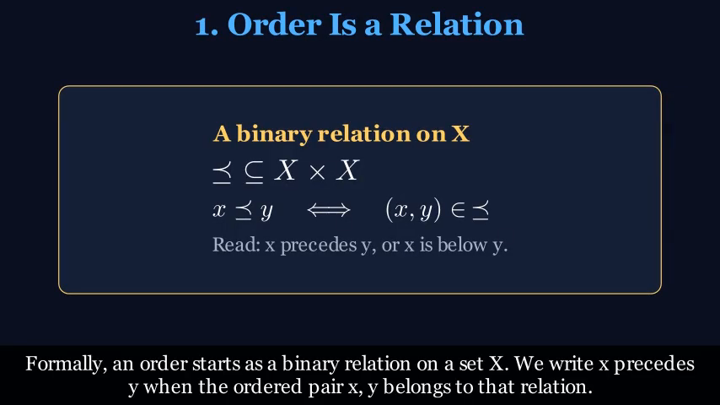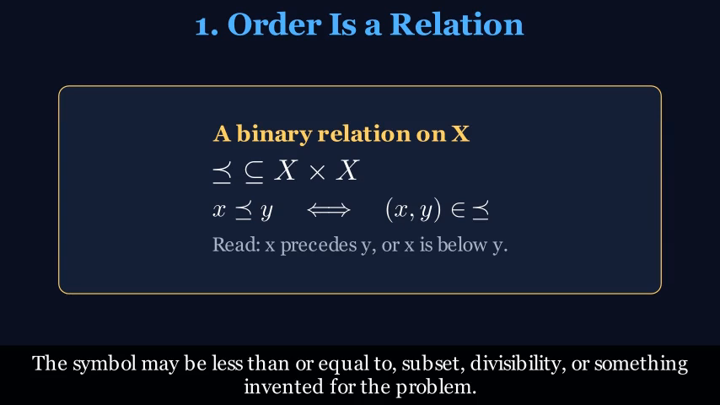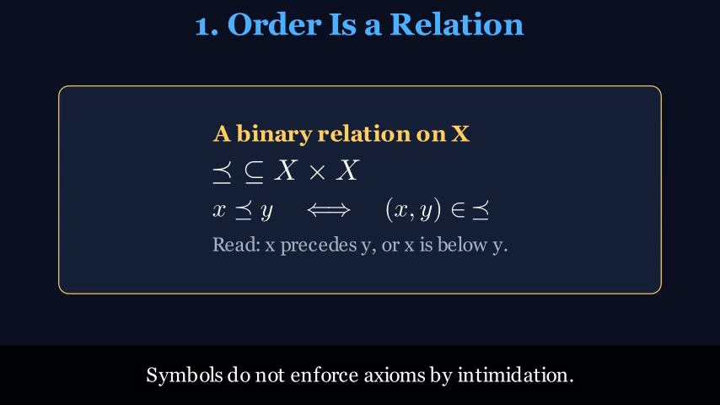Formally, an order starts as a binary relation on a set X. We write X precedes Y when the ordered pair X, Y belongs to that relation. The symbol may be less than or equal to, subset, divisibility, or something invented for the problem. Symbols do not enforce axioms by intimidation.